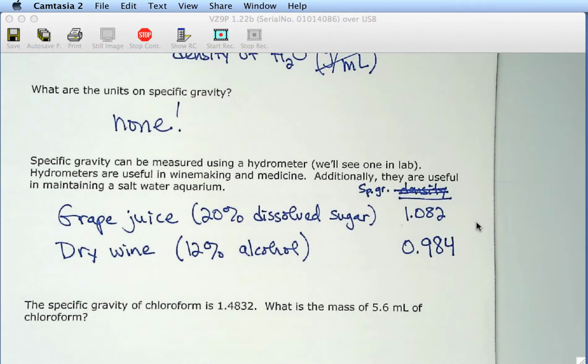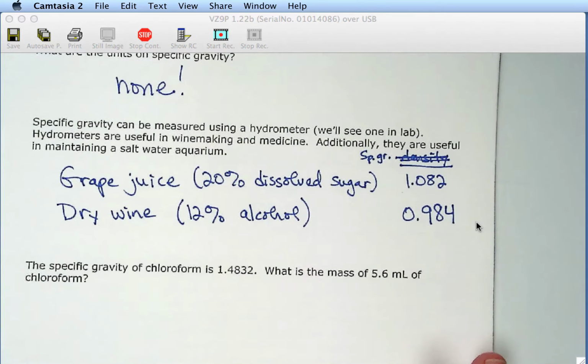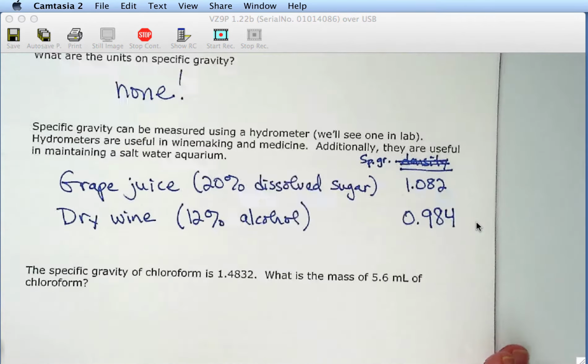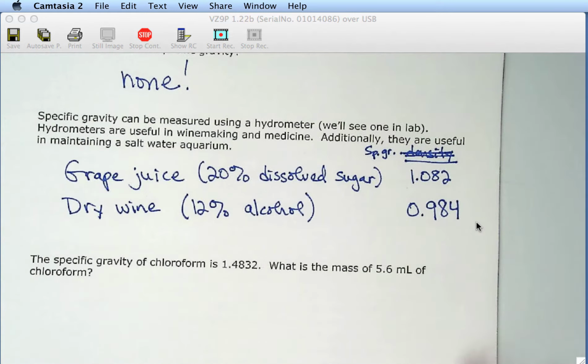So having a hydrometer to measure the specific gravity of your barrel, of your vat of grape juice, is very useful because there's a difference, and you can tell how much more fermentation needs to take place. Like I said, the salinity of your saltwater aquarium, you need to add more salt, add more water. You can use a hydrometer. I've had students who, when we talk about hydrometers, say that's what I use for my saltwater aquarium. They get so excited about that. So it was very useful, even though when we were in lab, looking at the hydrometer was kind of a little crazy.